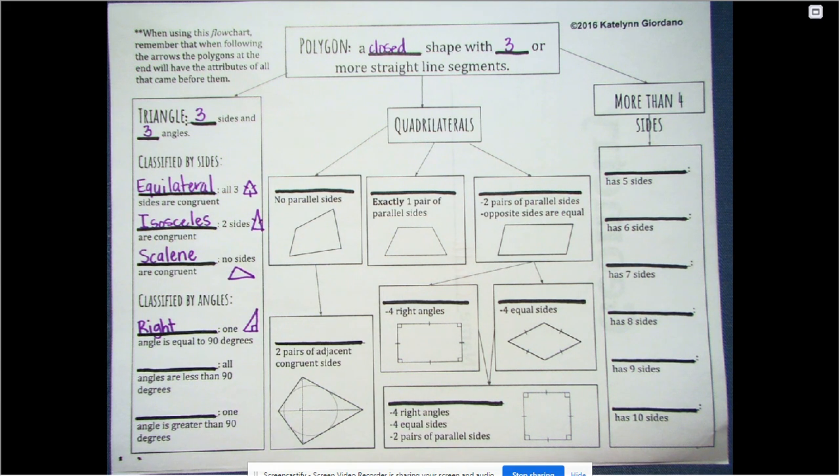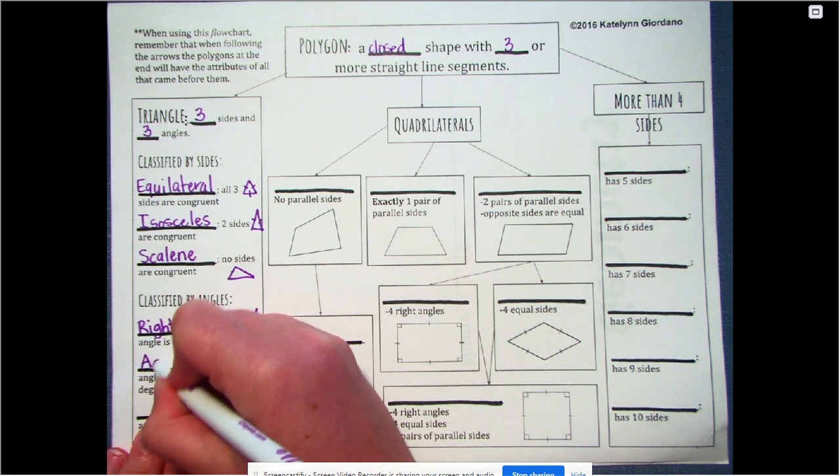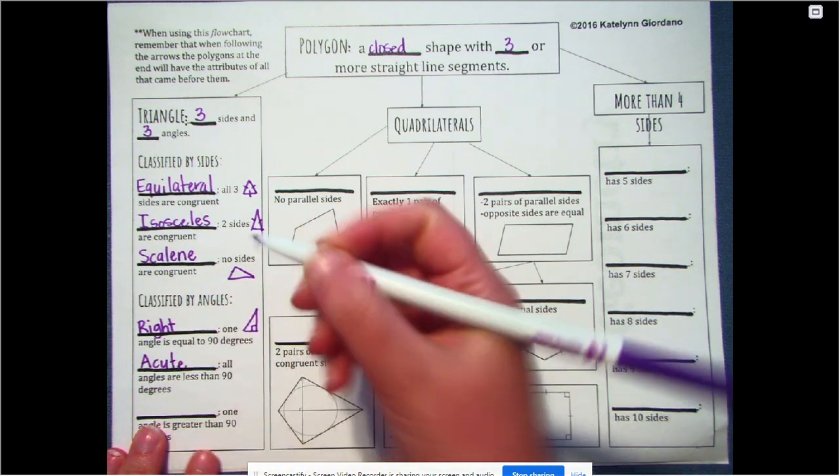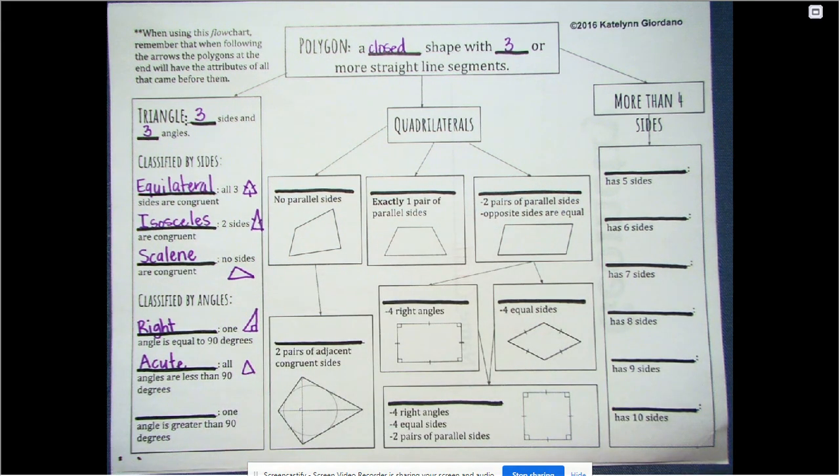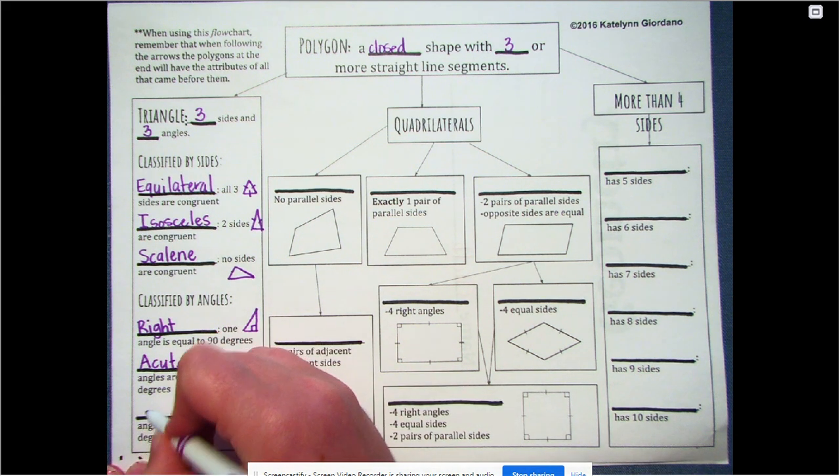Our second triangle that can be classified by angles is when all angles are less than 90 degrees. That is going to be acute, because all of its angles are acute little angles. They're less than 90 degrees. And then if we have a triangle that has one angle that is greater than 90 degrees, that one is going to be called obtuse.